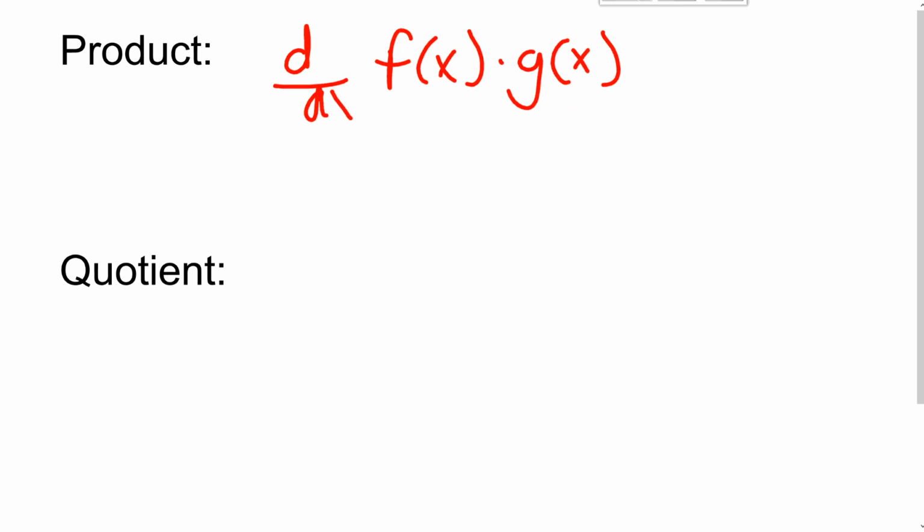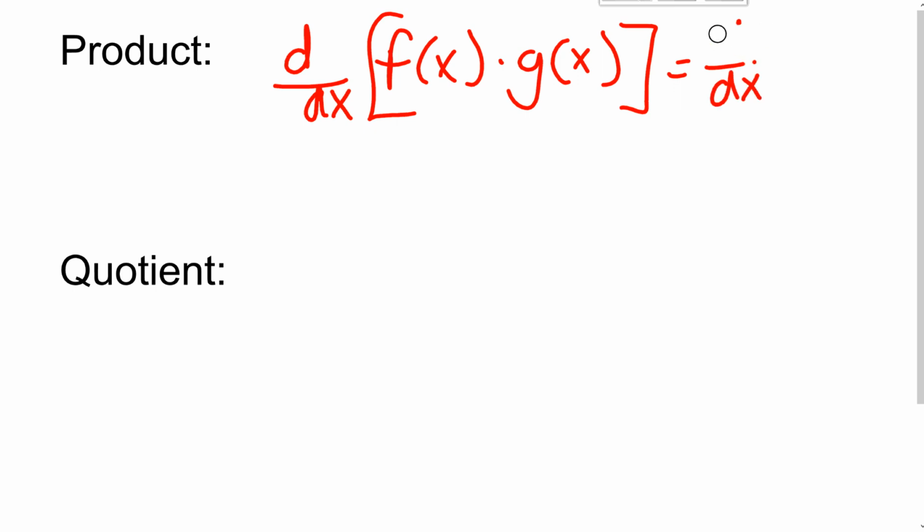We have the product rule. So those were sum rules and power rules, constant multiple rule, and sum rule. Now here's the product rule. So when we have things being multiplied. So when I'm multiplying two functions, so f of x times g of x, and I want to take the derivative of that, that's what d over dx means, then I can just take the derivative of the first.